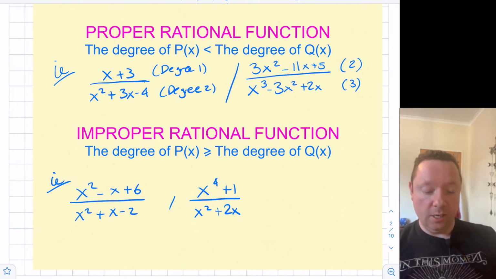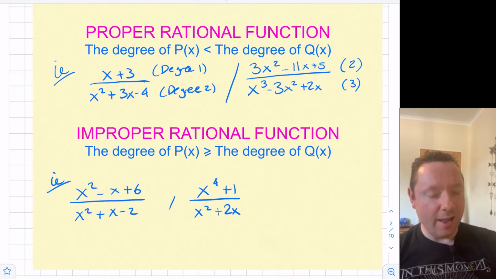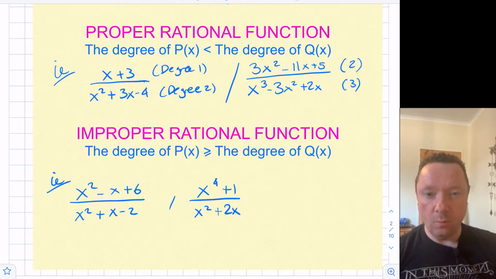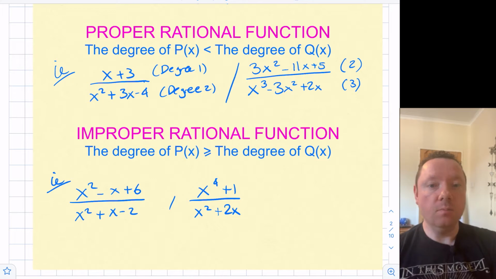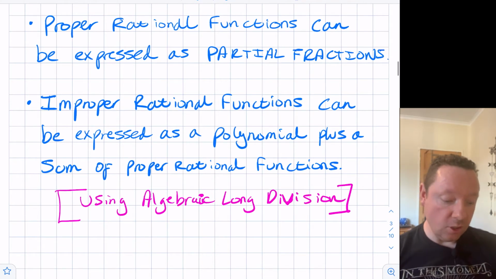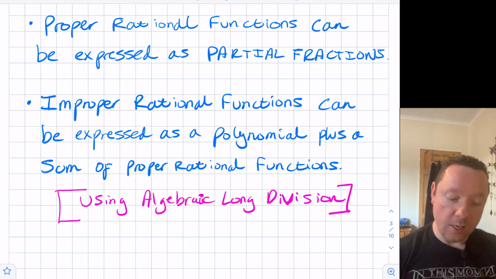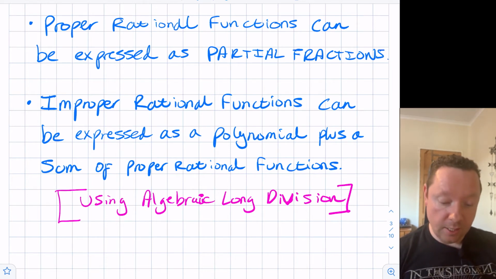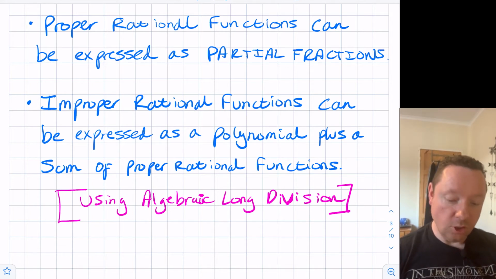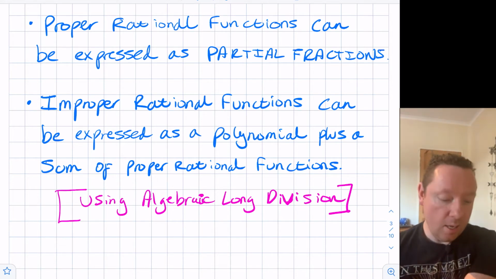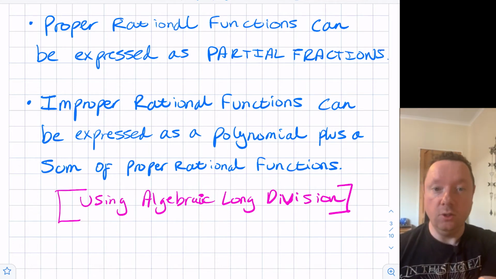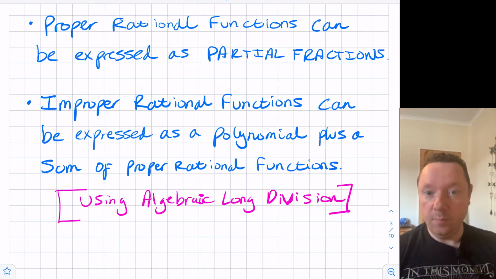When you've got an improper rational function, you can actually divide the polynomials together and get some sort of answer, some polynomial plus a fraction, just like you can divide numbers. So proper rational functions can be expressed as partial fractions straight off the bat. We can just go and do it. However, if you've got an improper rational function and you want to express it as a partial fraction, the first thing you have to do is do some algebraic long division, because you can express it as a polynomial plus a sum of proper rational functions, or a bunch of basically partial fractions.